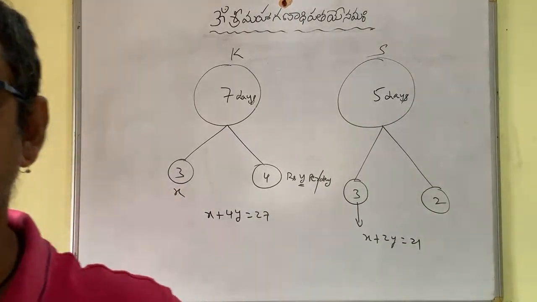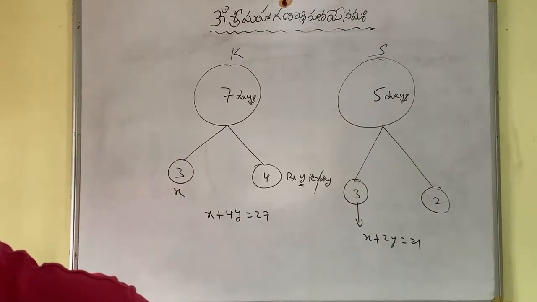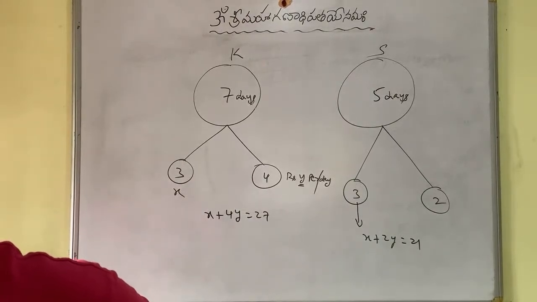So 10 days, you have to divide it as 3 plus 7. Why 3? For the first 3 days, you have to pay X rupees. And thereafter, for each day, you have to pay Y rupees. Is that understood, Niharika?